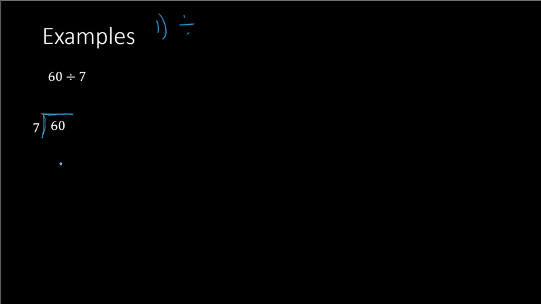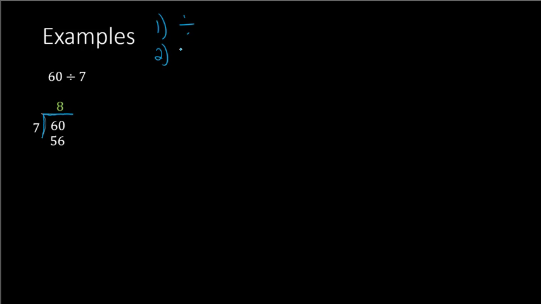And that's going to be 8, right? Because 7 goes into 60 8 times. 9 is too big because if we do 9 times 7, that's 63. So 7 does not go into 60 9 times. 9 is too big. So you put an 8 here, and then we can take the 8, multiply it by the 7 to get 56.